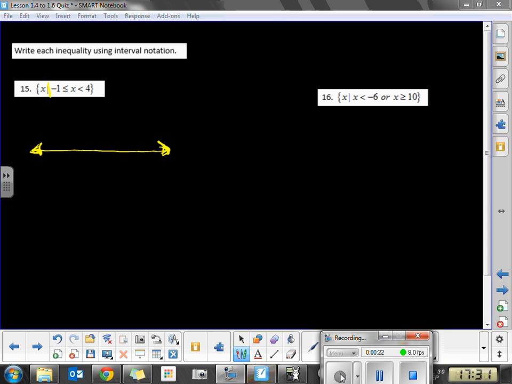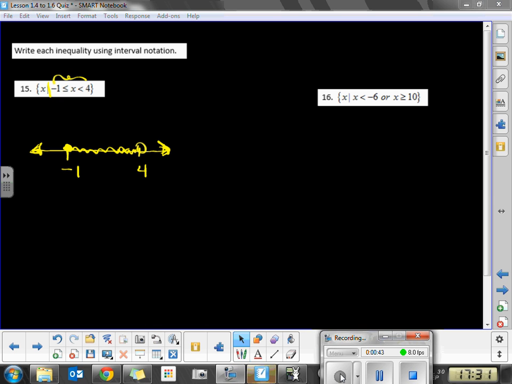So we want all the x's such that they are between -1 and 4. Well, -1 included, but not 4. So -1, I want to include it in my solutions. Number 4, I don't want to include it in a solution. And x's need to be smaller than 4, but x's need to be larger than -1. So it's the intersection or the inside of that graph.